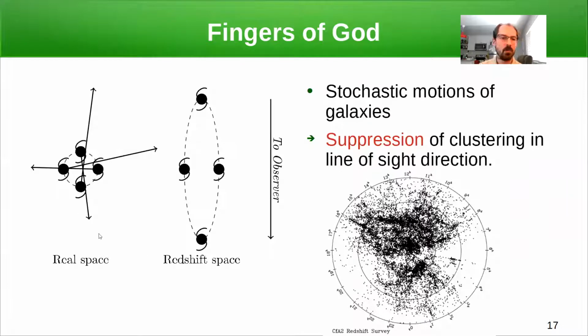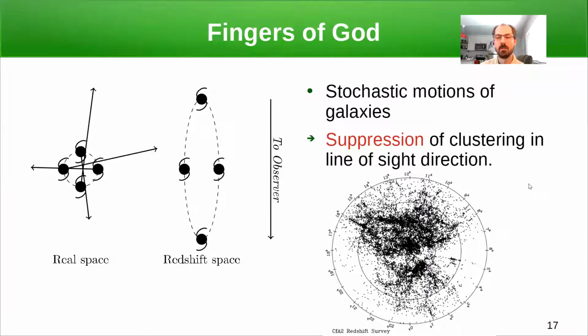Fingers of God come from peculiar motions that are very random, and from virialized motions that are very much larger than, say, the typical clustering. And so you get these elongated clusters that seem to be pointing towards us. So if we look here, there are some in this image.